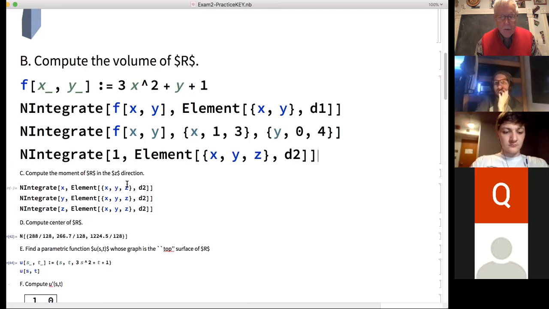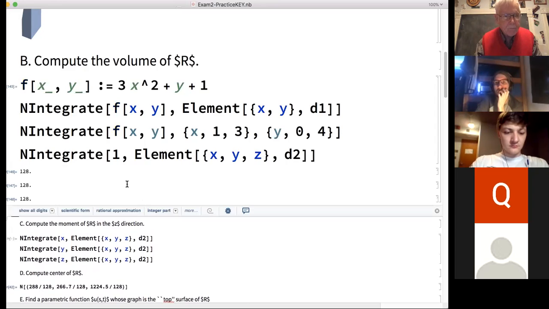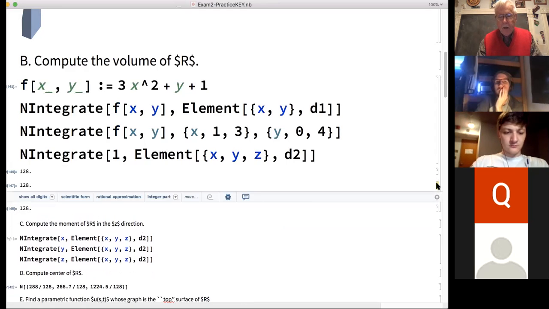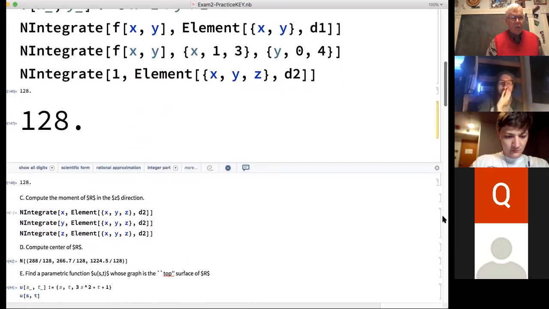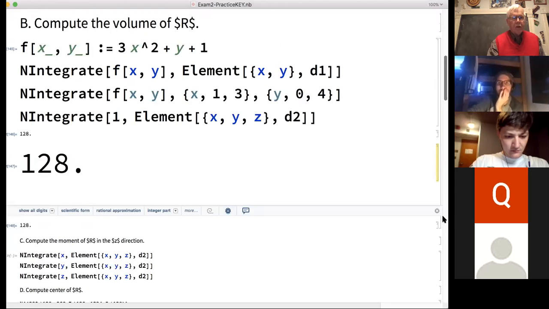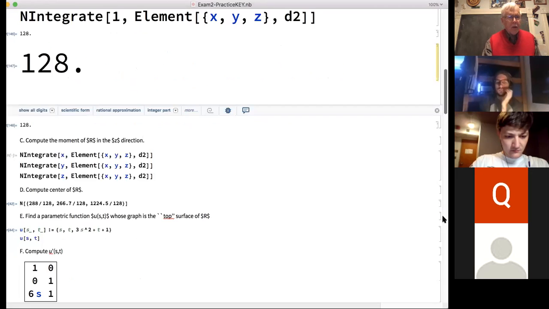So let's see what these look like. Oh yeah, 128. So they all give the same value. 128. So that's the volume that we've got here. And any of those methods work.